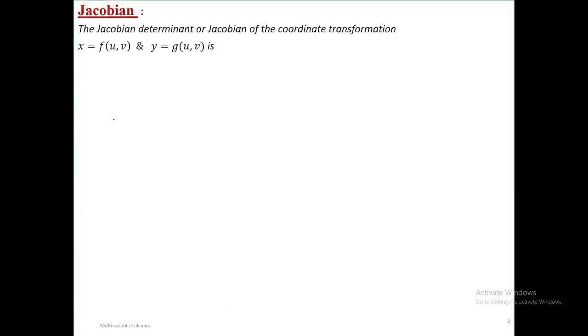Look now at the original definition. The Jacobian determinant, or simply Jacobian, of the coordinate transformation x is a function of u and v and y is a function of u and v, is defined like this. J means the Jacobian with respect to the old coordinates u and v.